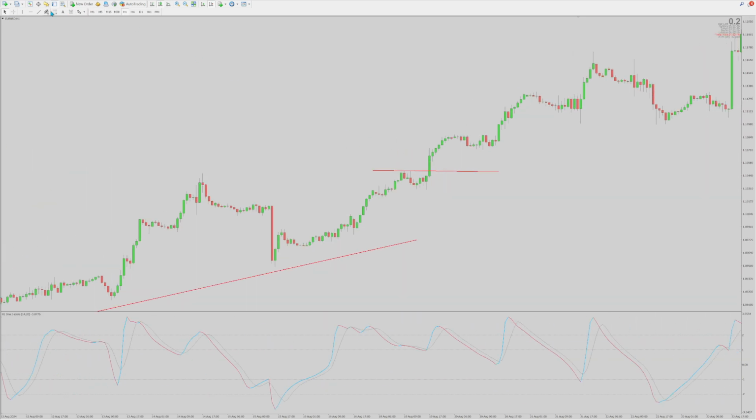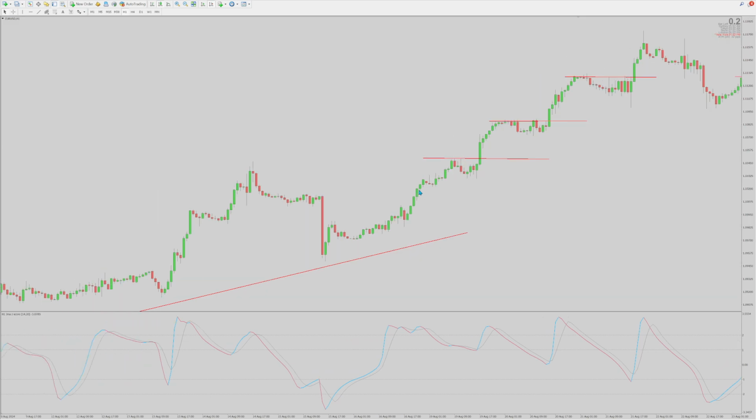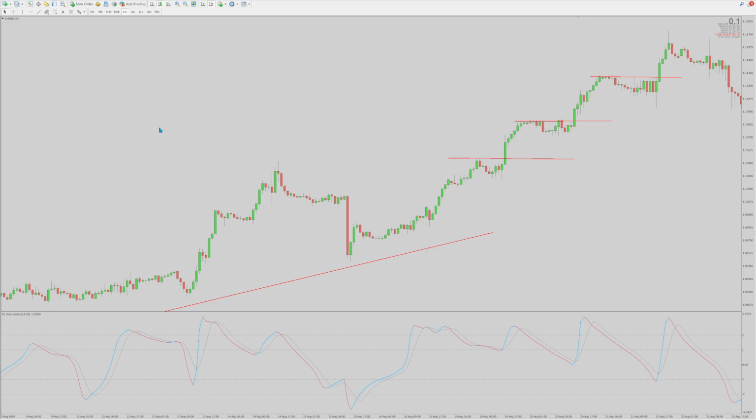Breakout candle, no coincidence. Big breakout candle, pullback. Breakout candle, no coincidence, pullback. Again, breakout candle, no coincidence. Happens all the time.